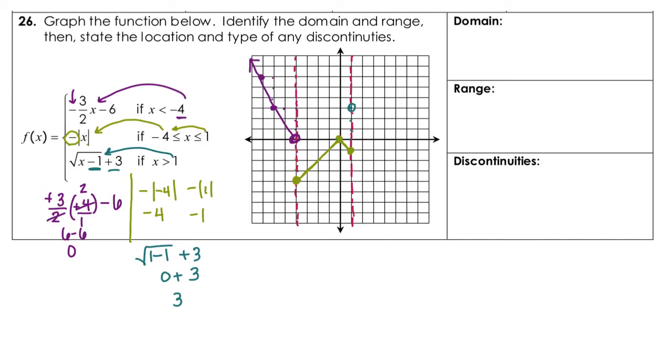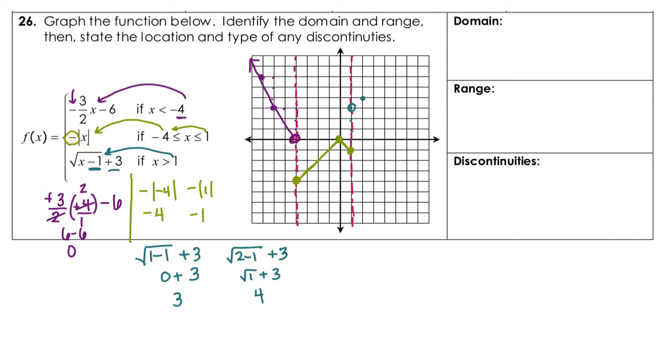We can go ahead and maybe plug in another good value to the right that might help us plot another point. And it looks like maybe if we plug in 2, we're going to have the square root of 2 minus 1 plus 3. So that's the square root of 1 plus 3. Well, that's going to give us 4. So I know over here at 2, we're up 1, 2, 3, 4. And so that's kind of giving us an idea.